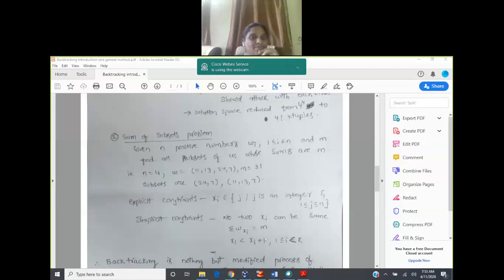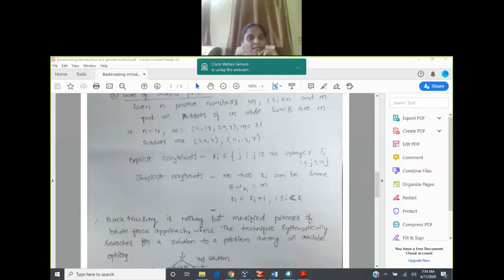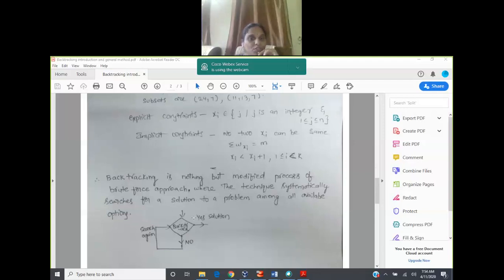Okay, understood? Explicit constraint means you can take any element from the set, and implicit constraint is that whatever elements you are taking from the set, the sum of those elements should be equivalent to m. That is the implicit constraint. Okay, so backtracking is nothing but a modified process of the brute force approach. Here we will systematically find the solution.